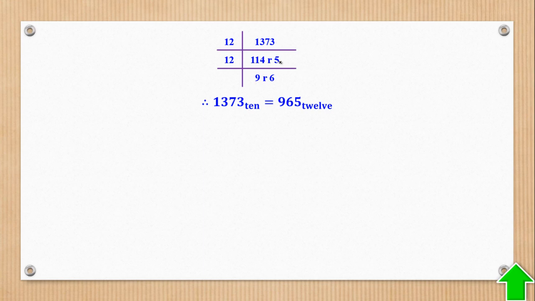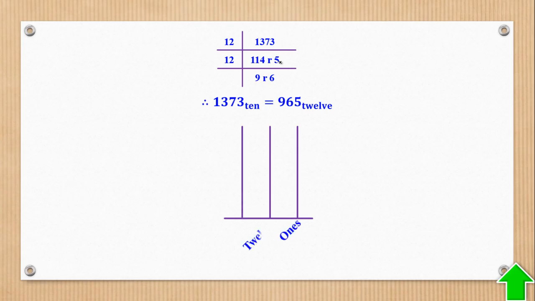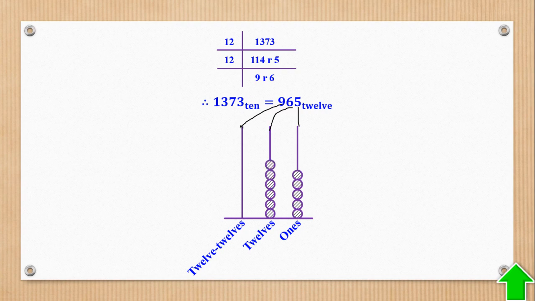Okay, now we can draw our abacus which is needed. We put beads basing on the place value. 1s are these ones, 12s are these, and 144s are here. So let's put the beads. We shall put there 5 beads. Then 12s we shall put there 6 beads. And 144s we shall put there 9 beads. So basically that is what they wanted.